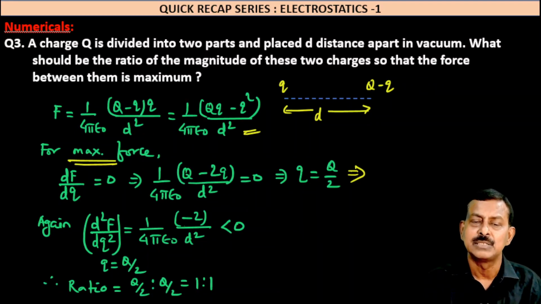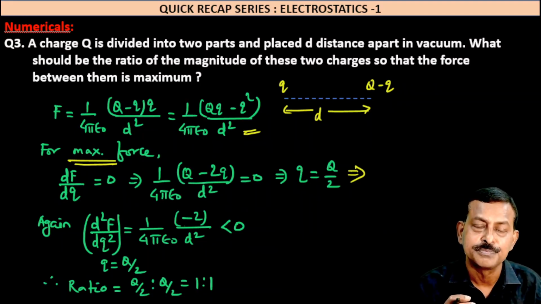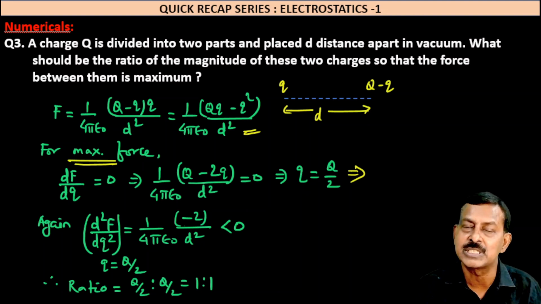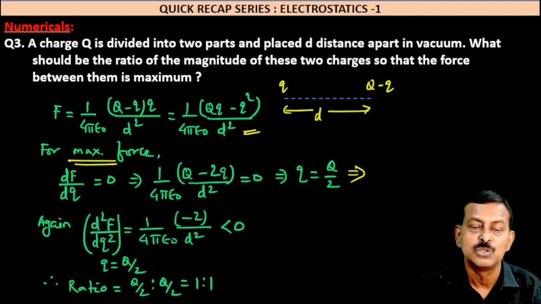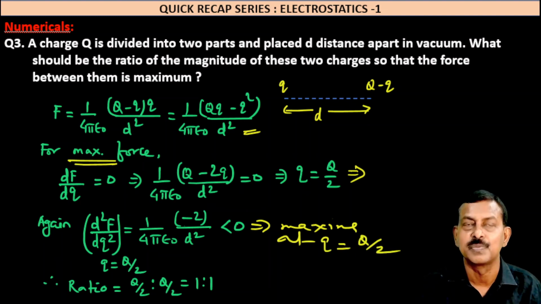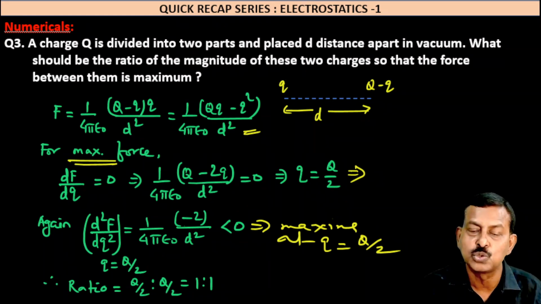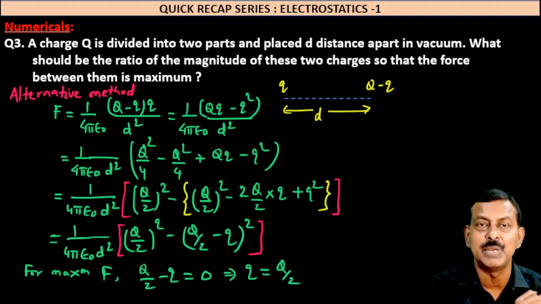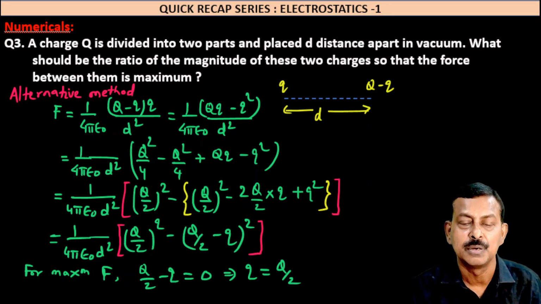And here, since there is no term of small q, this part will always give a value less than 0 because it carries a negative sign. So this means it has a maxima here. So it has maxima at q equal to Q by 2. So the ratio should be Q by 2 and Q by 2, that is equal to 1 by 1. So the ratio is 1.